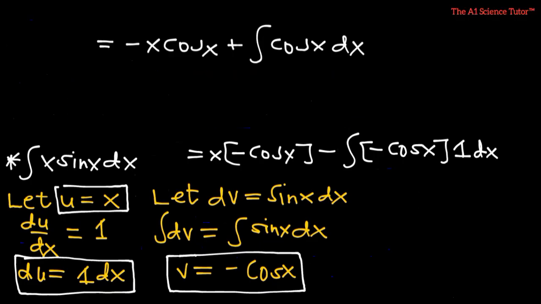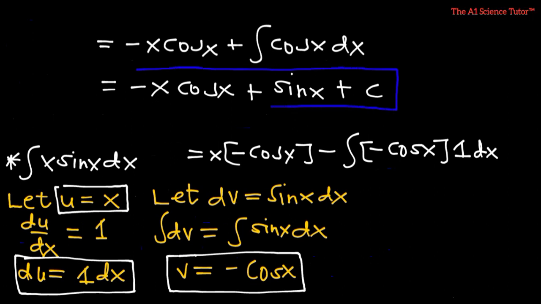I think I can clear this one out now. So finally, we need to find the integral of cosine x. That is going to give us sine x. So this is minus x cosine x plus sine x, and that should be plus c. So that is going to be the answer to this question. Now let us try out some more questions.